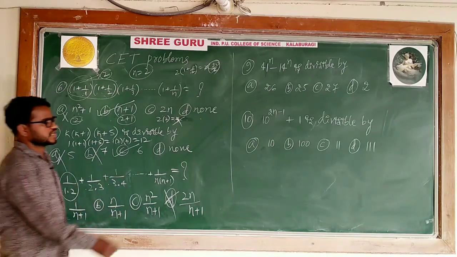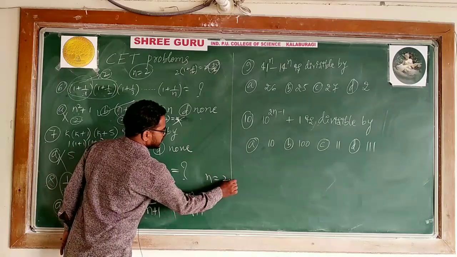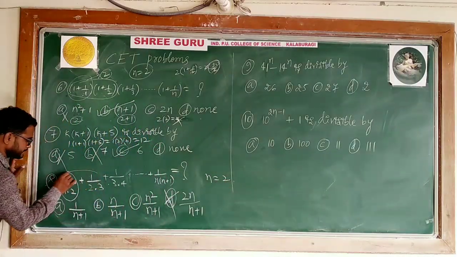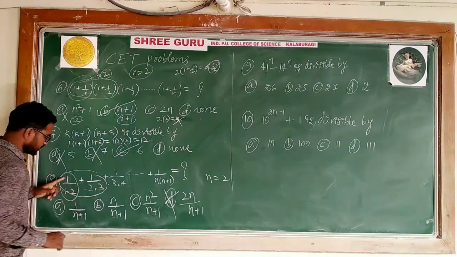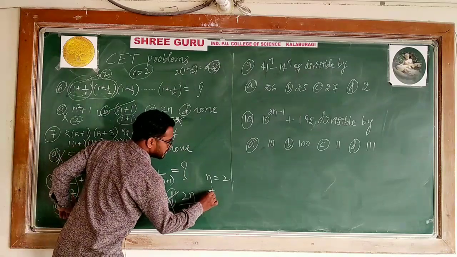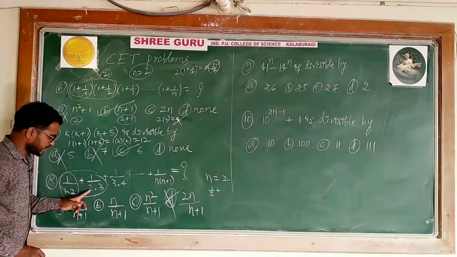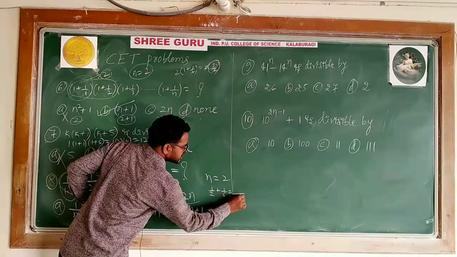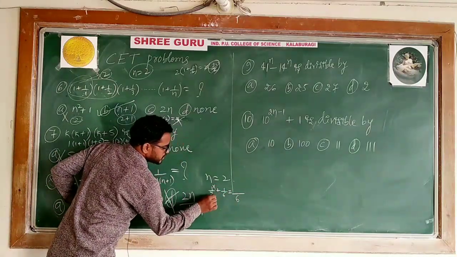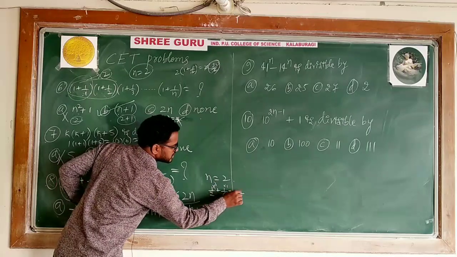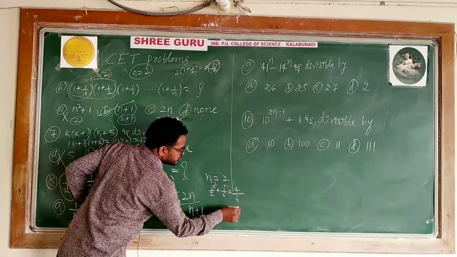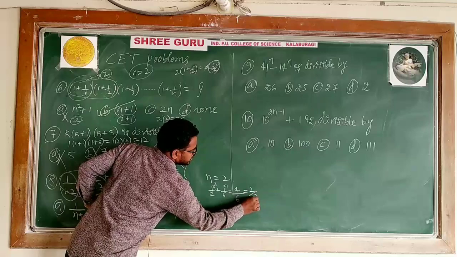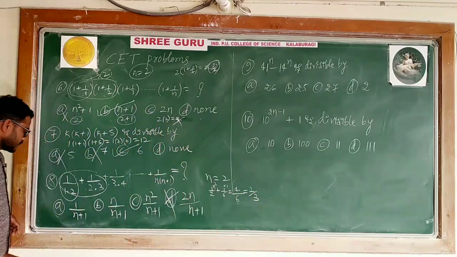Now I will check for n is equal to 2. If we check n is equal to 2, it should come as the addition of these two. 1 into 1 by 2 is 1 by 2, plus 1 by 2 into 3 is 1 by 6. The LCM is 6, so 3 plus 1 is 4. 4 divided by 6, that is 2 by 3, should come. See which option gives 2 by 3.